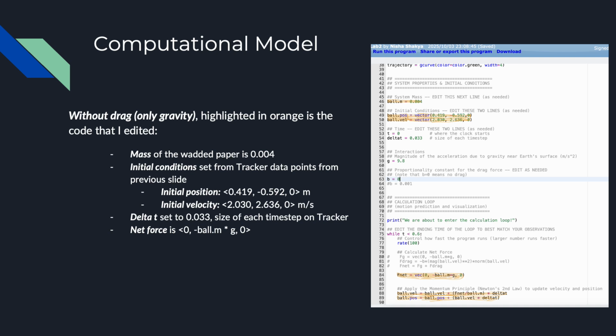So highlighted in orange is the code that I edited for the computational model without drag. So the mass of the wadded paper is 0.004. The initial conditions were set from Tracker data points from the previous slide, and delta T was set to 0.033, which is the size of each time step on Tracker. The net force is 0, negative ball dot m times g, 0.